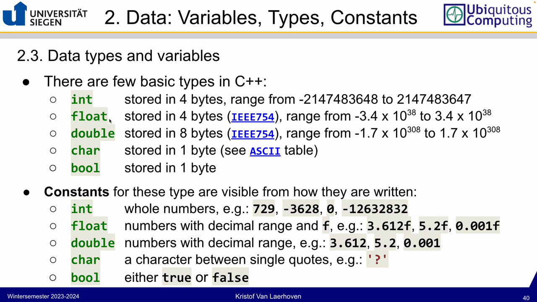A floating point is again stored in 4 bytes, but the maximum for a floating point is much higher. The lowest one is minus 3.4, more or less, times 10 to the power 38. So that's 38 zeros after the minus 3.4. No, it's actually 37 zeros after the minus 3.4 in that case. And the same for the positive number. Meaning the world population can be held in a floating point.